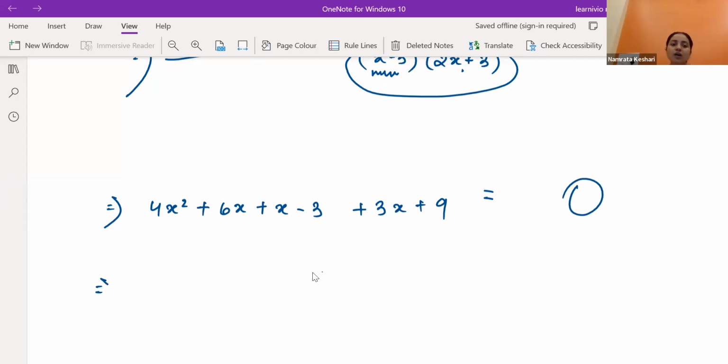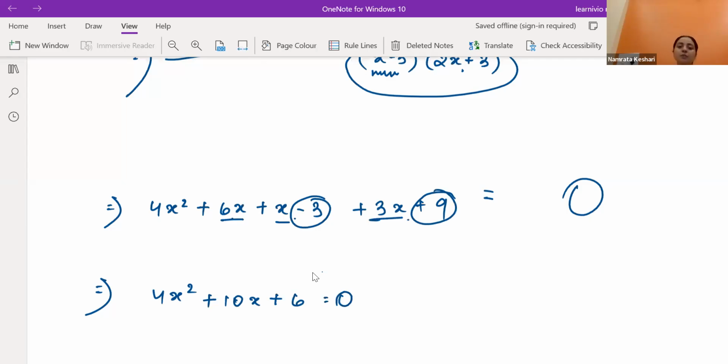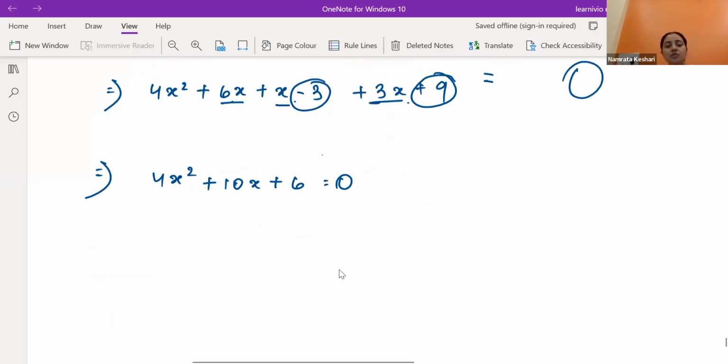Okay. Now it has taken the shape of a quadratic form. You can see 4x square is there, 6x is there, x is there, 3x is there. So 6x plus x is 7x, 7x plus 3x is 10x, then minus 3 plus 9 will be plus 6 equals 0. Okay. Now we just need to do the factorization, splitting of the middle term. Please do it, Zoha, and tell me what you are getting after splitting the middle term over here.